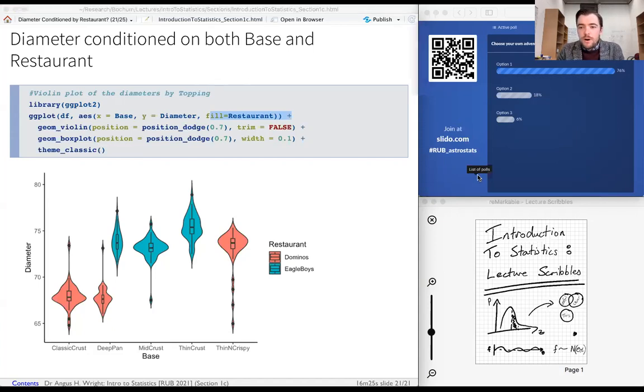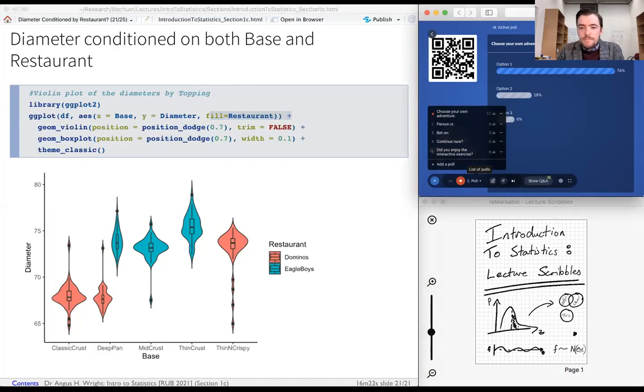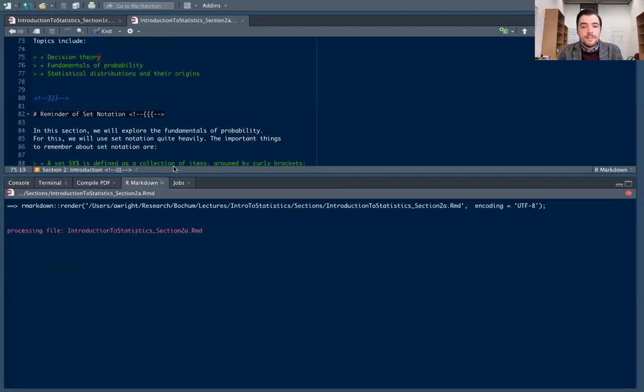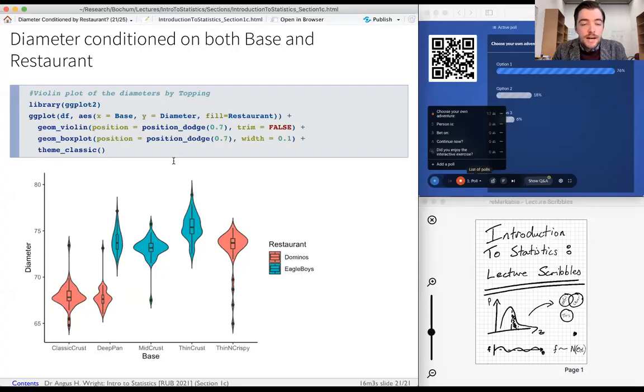Okay, so that's the interactive exercise. We're now going to switch to the next section of the lecture, which is all about probability, and you'll have to indulge me for a minute while this slide set compiles. We're going to be talking about the basics of probability, what we can do with probability, and how that ties in with our statistics.